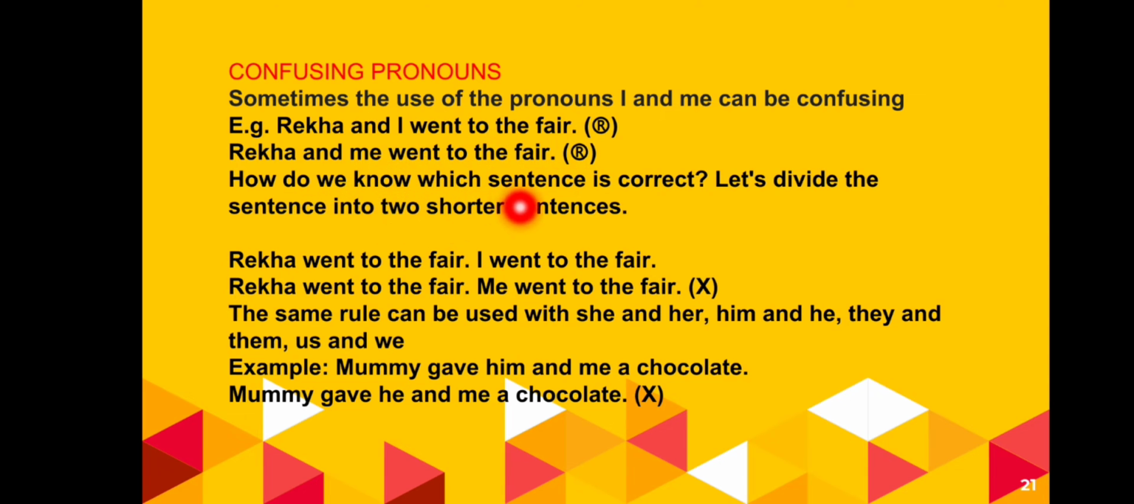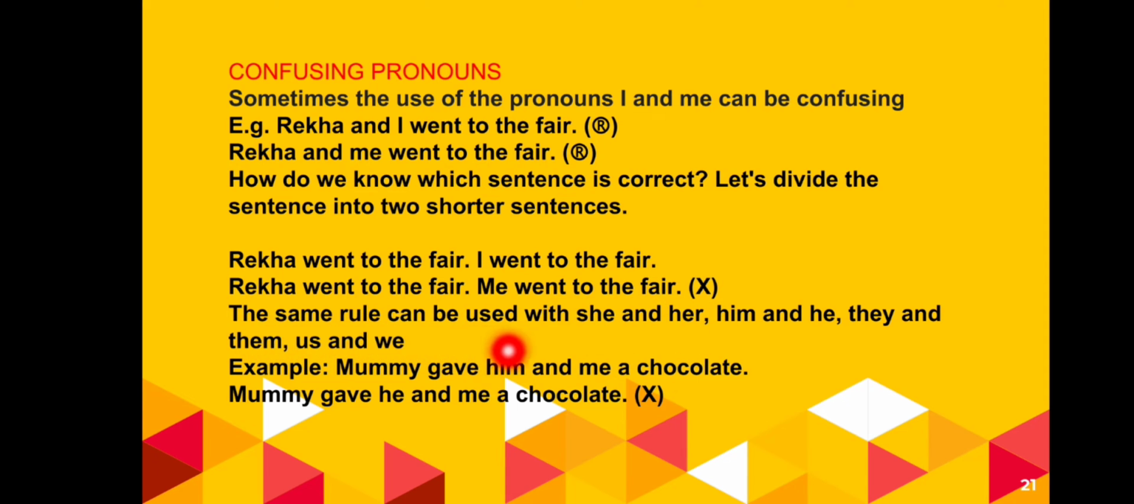How do we know which sentence is correct? Let's divide the sentence into two shorter sentences. So Rekha went to the fair, I went to the fair. So we have divided it into two shorter sentences. And let's see, Rekha went to the fair, me went to the fair. That is the wrong answer.